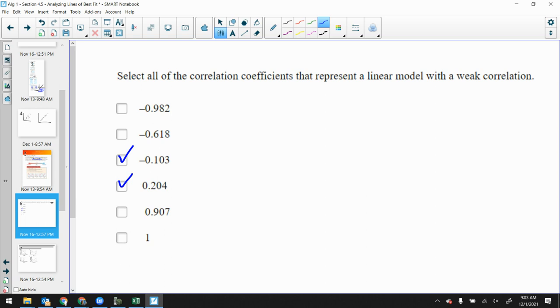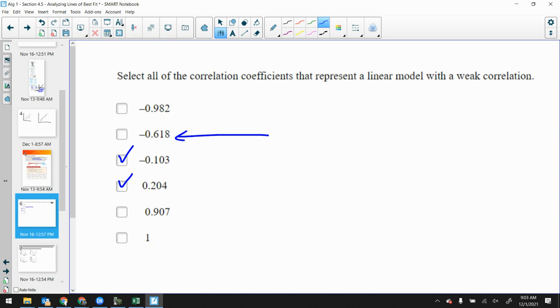Now, negative 0.982. That's a strong correlation, right? So I'm going to leave that one unchecked. 0.907, strong. 1 is a perfect correlation, right? They line up exactly. There is no deviation away from that one. I don't love that they put an answer on there so low.